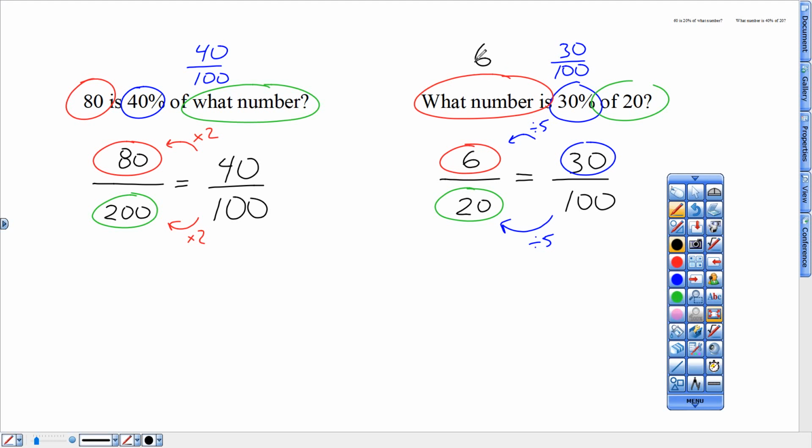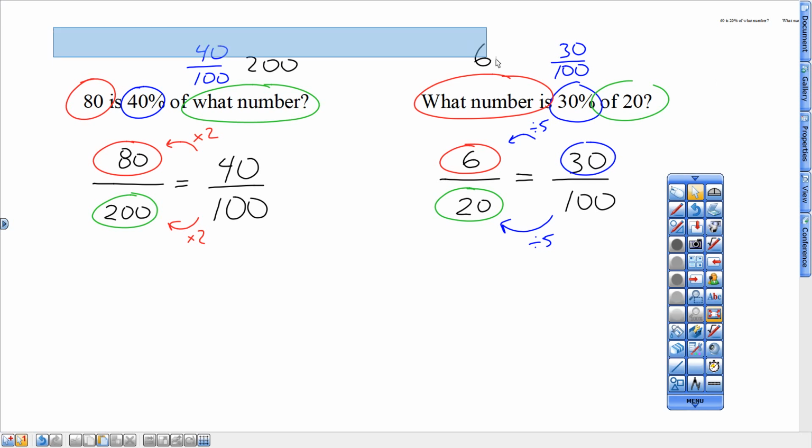80 is 40% of 200. Again, finding the missing ratio number, but knowing these are now percent problems, where half the problem has the percent over 100. All right, I'm going to shrink this down.